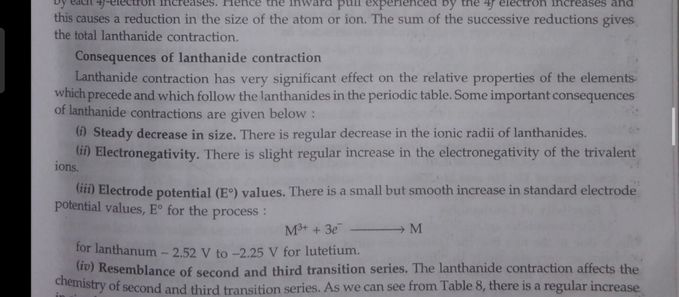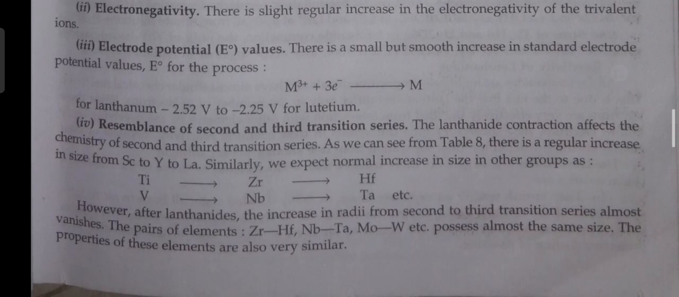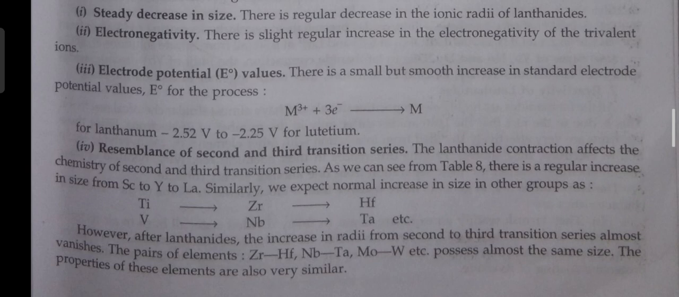Third, electrode potential value. There is a small but smooth increase in standard electrode potential values E0 for the process M3+ plus 3 electrons gives M, from minus 2.52 volt for lanthanum to minus 2.25 volt for lutetium. Fourth is resemblance of second and third transition series. The lanthanide contraction affects the chemistry of second and third transition series.